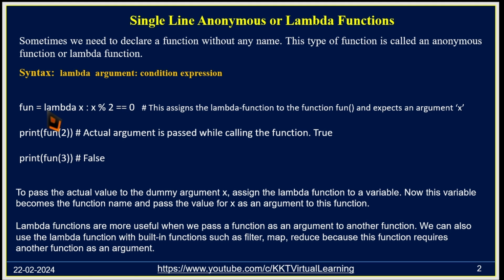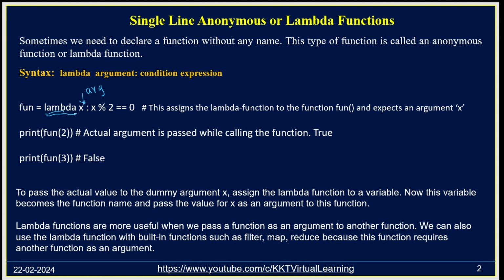For example, fun = lambda x: x % 2 == 0. So here the keyword lambda indicates that it is a lambda function and this x indicates the argument or parameter, and this x % 2 will divide the value x by 2 and the remainder is checked with 0. If the remainder is 0, then it is an even number.